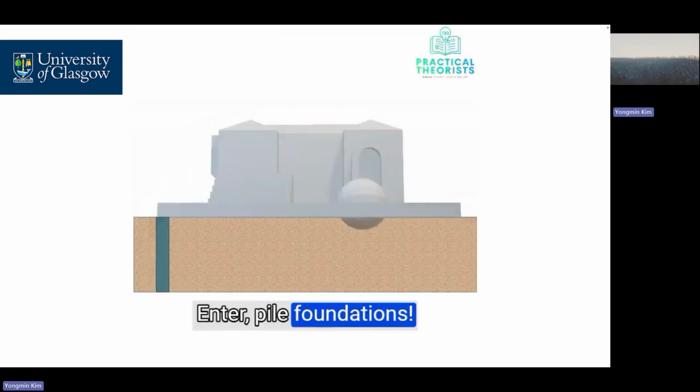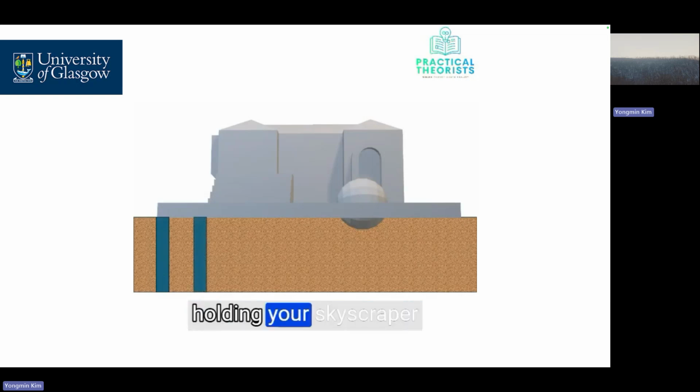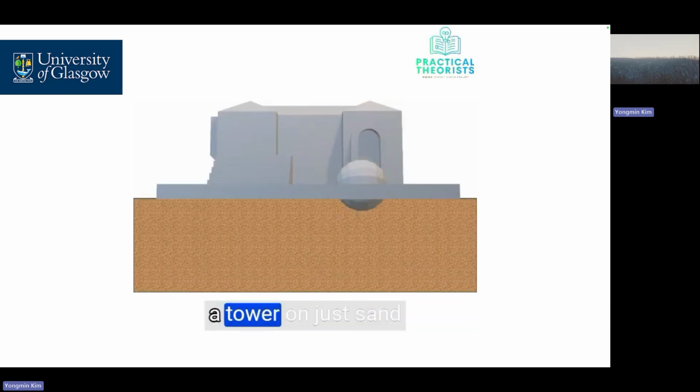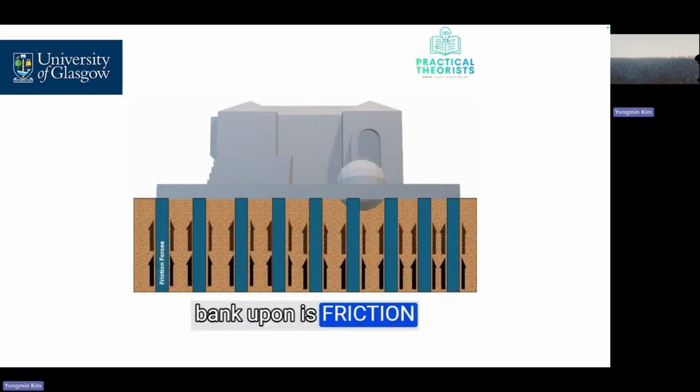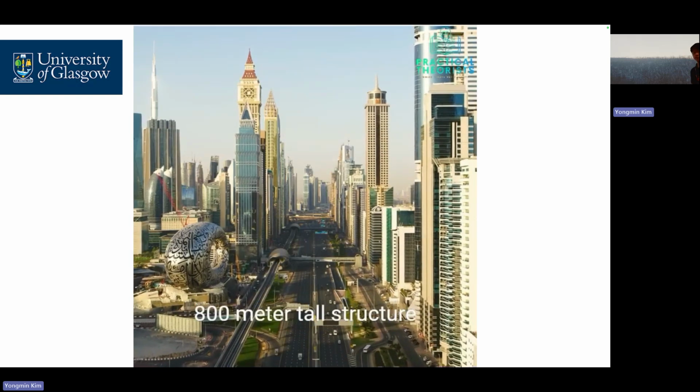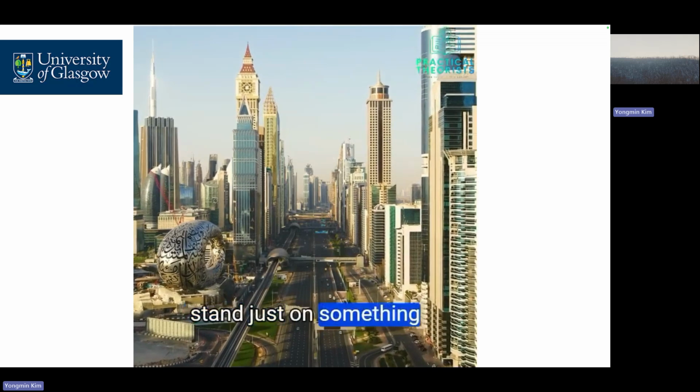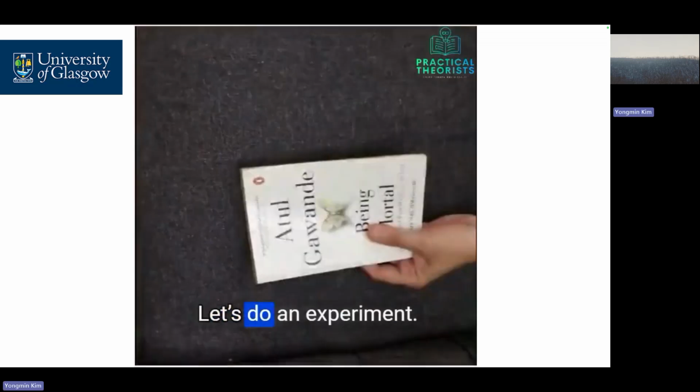Enter pile foundations. Think of them as deep-rooted anchors holding your skyscraper down, preventing it from doing the twist and shout. But when you're building a tower on just sand and expect it to stand, the only force you can bank upon is friction. I'm sure you are wondering, how can an 800-meter tall structure stand just on something as simple as friction? Let's do an experiment.